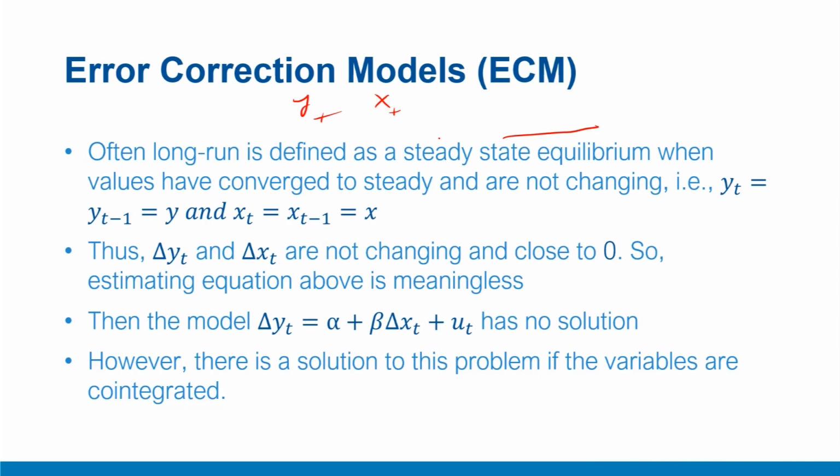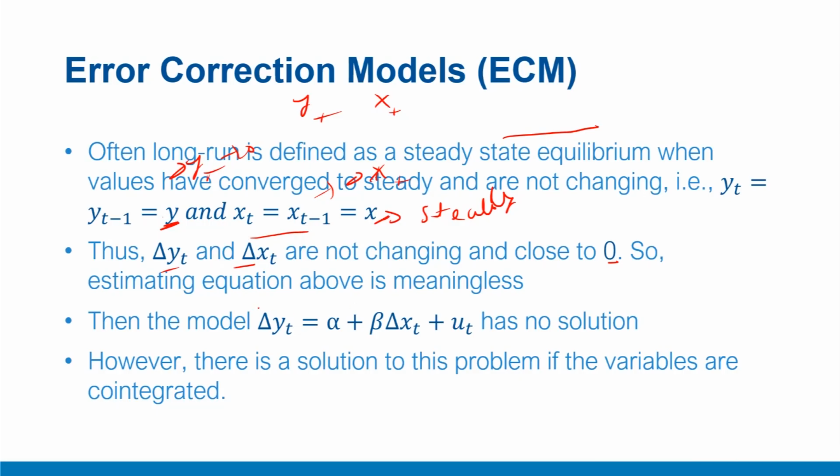What do we mean by steady state equilibrium? A state where YT is not changing much because it has reached its equilibrium value. The difference between YT and YT minus 1, which is delta Y, is approaching 0. That means there is some Y steady state value which is approached in the long run, and therefore time by time there are no changes. So delta YT is approaching 0. And the same for XT. As XT approaches its equilibrium level, delta XT also approaches 0. So they are approaching some kind of long-term steady state value, and therefore delta YT and delta XT are not changing, becoming close to 0.